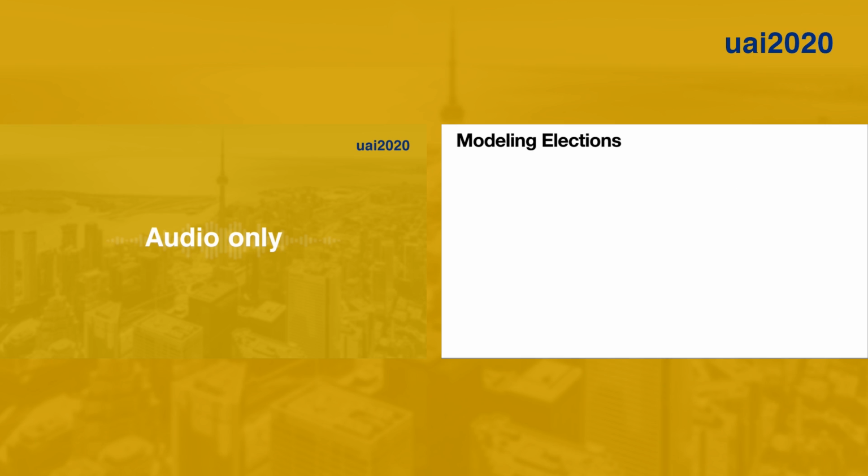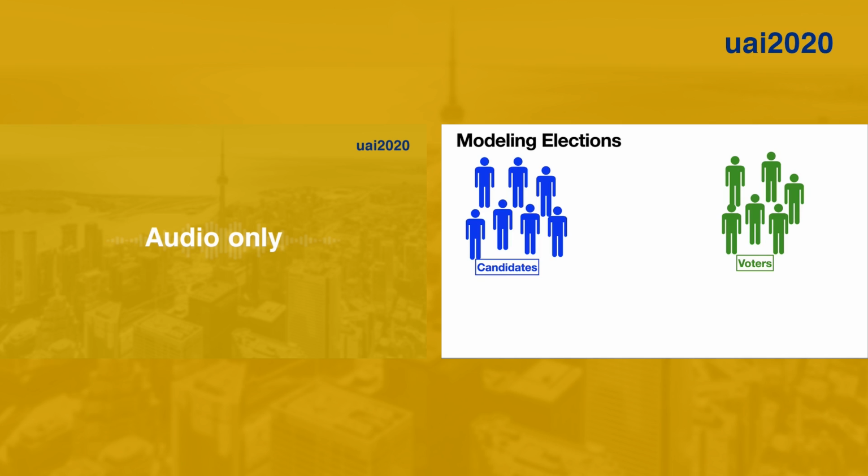Now, if we're going to be talking about manipulating elections, let's first talk about elections in general and how we're going to model them. Elections will have a set of candidates and a set of voters. Voters will vote for a candidate, and the candidate with the most votes will win, meaning that we're looking at plurality elections. These candidates could be politicians, but they don't have to be. This election framework is extremely general and can capture a lot of different selection processes.